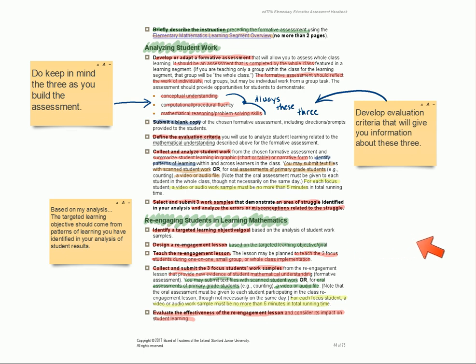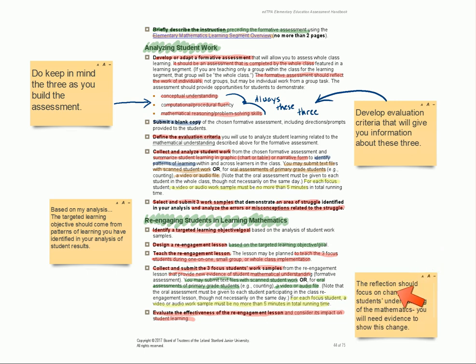And then lastly on this page, your analysis should focus on change. This is going to be an important word. Your analysis should focus on change in students' understanding of the mathematics. You'll need evidence to show this change, right? So when you're evaluating the effectiveness of your re-engagement lesson, think about, how are my students different? What was the change in their mathematical understanding, and how do I support it with evidence?